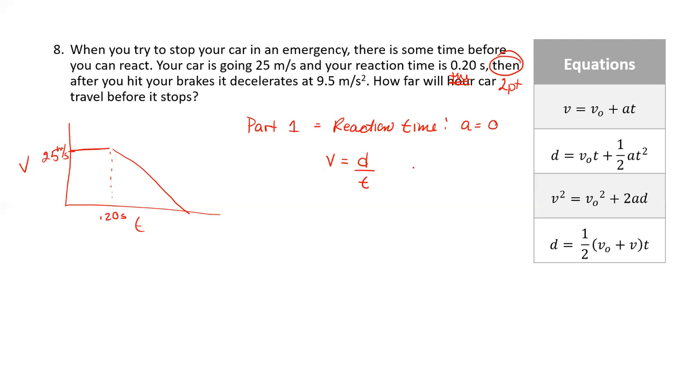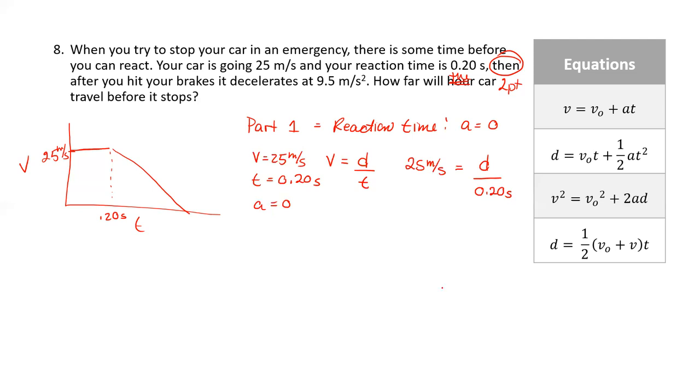So we're going to substitute some information in. We've started out at a speed of 25 meters per second. How far does it go? That's my D, while I think. That thinking time is 0.20 seconds. Okay? So our velocity is 25, our time is 0.2, and our acceleration is equal to 0.